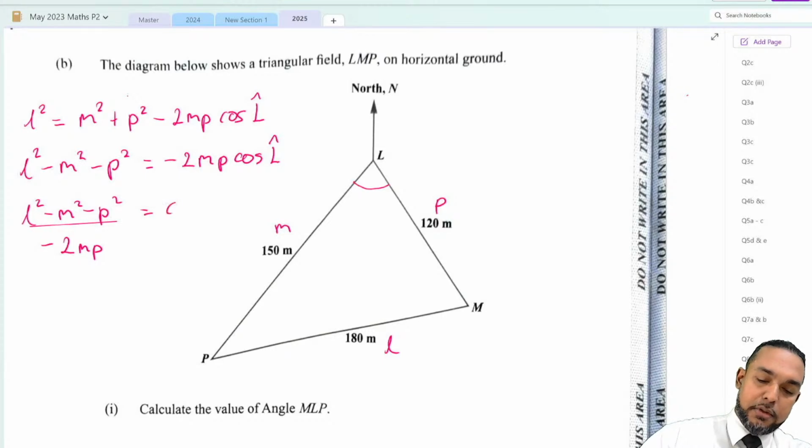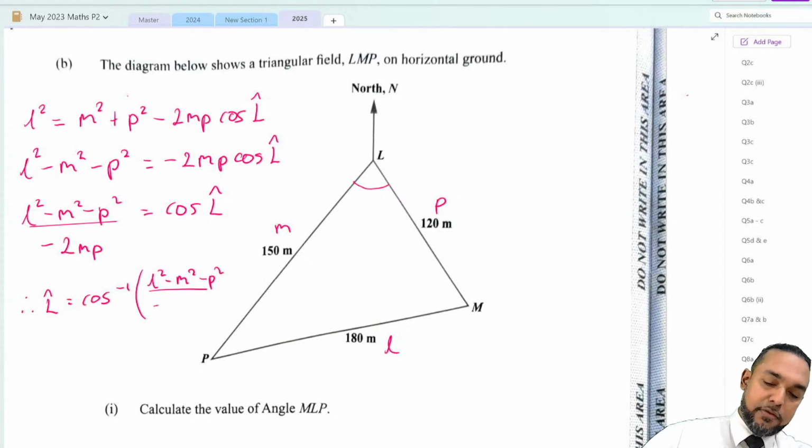So that is equal to cosine L. And of course, to solve for L now, we have to find the cos inverse. So you can say, therefore, to find angle L, we have to find the cos inverse of that whole thing: l squared minus m squared minus p squared, all over minus 2mp.